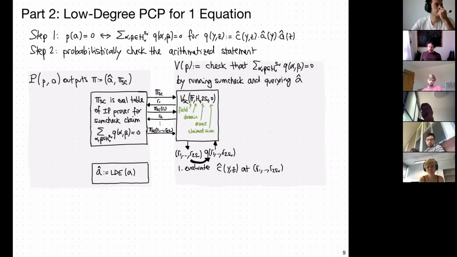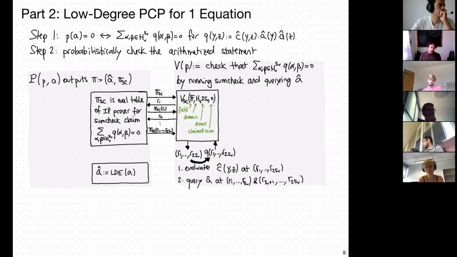And finally, if you remember, at the end of the soundcheck protocol, we need to evaluate the polynomial at a single location. Just to remind you from the earlier lectures, what soundcheck gives us is that if I want to check that this polynomial is equal to 0, it reduces into the problem of evaluating this polynomial Q at a single random point. And C, this is the low degree extension of the coefficients, so we can just do it locally without any queries.